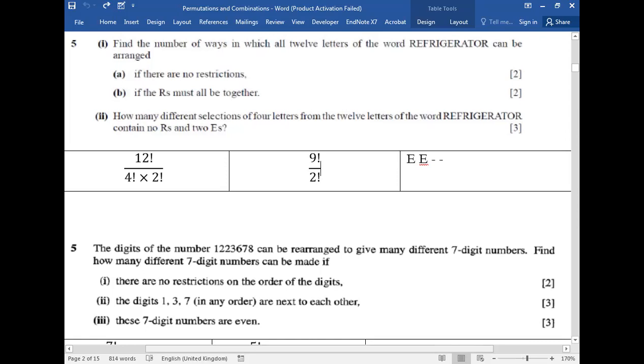Why 2 factorial? The two 2's are not the same. They're not unique. So 7 factorial upon 2 factorial. Now, what does the question say? 1, 3, 7 in any order are next to each other.